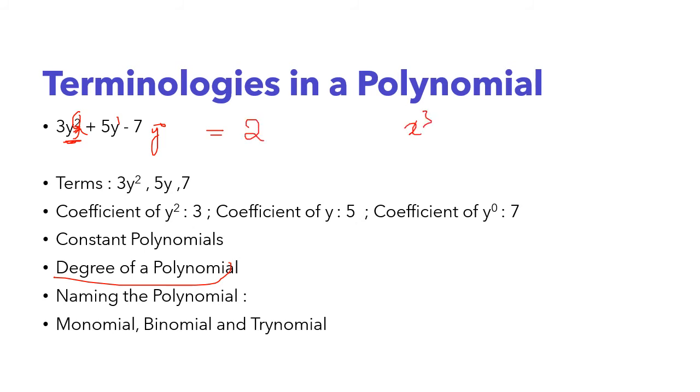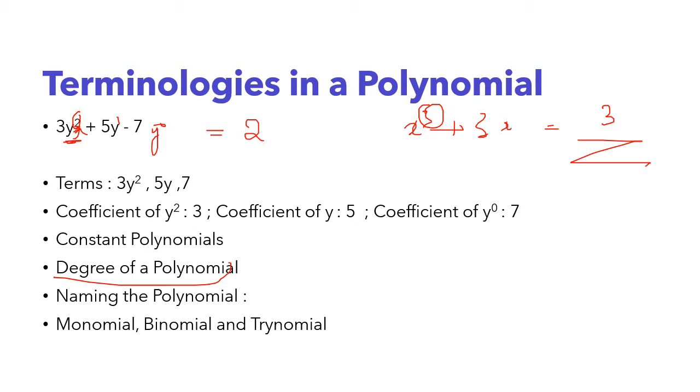So if I'm writing x cube plus 3x square or x cube plus 3x, the largest power over here is 3. So the degree of this polynomial will be 3. I hope you understood about it. The next thing that we are going to learn is about naming of a polynomial.